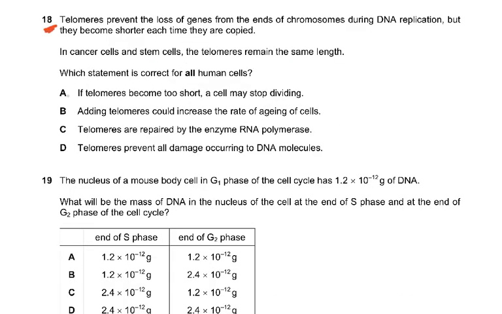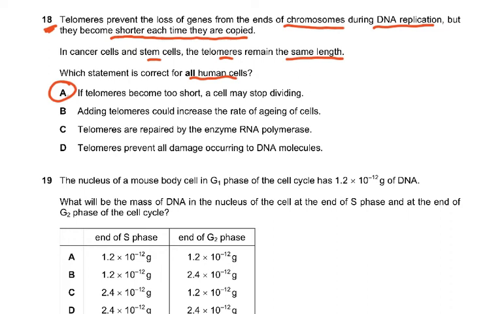Then coming to question number 18, telomeres prevent the loss of genes from the ends of chromosomes during DNA replication, but they become shorter each time they are copied. In cancer cells and stem cells, the telomeres remain the same length. Which statement is correct for all human cells? If telomeres become too short, a cell may stop dividing. Yeah, that's right. That's the answer. But why is B wrong? Adding telomeres could increase the rate of aging cells. No, I mean, how would you add telomeres? Aging is when the telomeres become shortened.